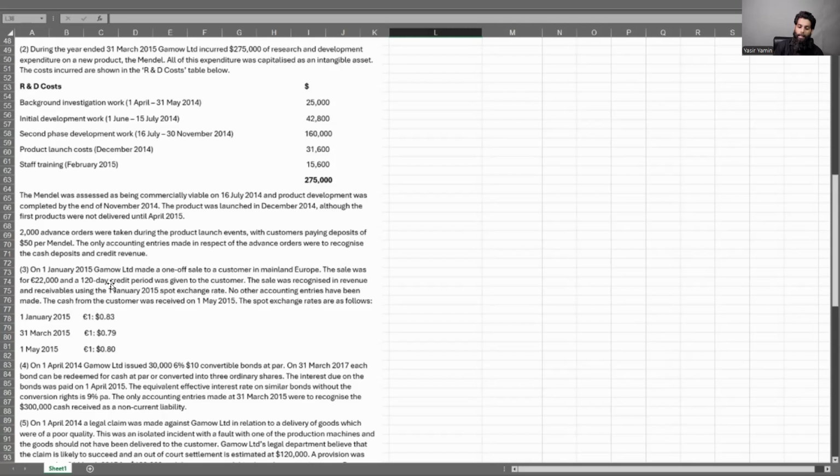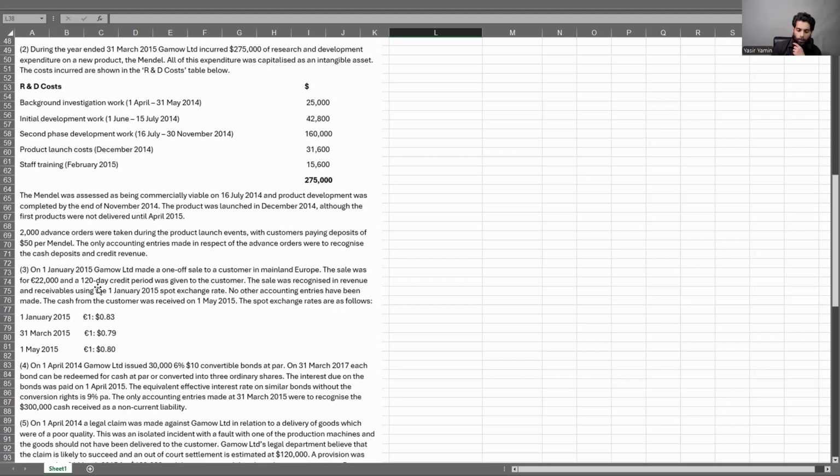And a 120-day credit was given to the customer. That means cash will eventually be received after the year end. You did this sale on 1st January 2015. Your accounting year end is after 3 months, on 31st March 2015. That means within the span of 90 days, your year end comes. But you will receive money after the 120-day credit. That means the money will come after the year end, and your foreign currency receivable will stay outstanding by the year end.